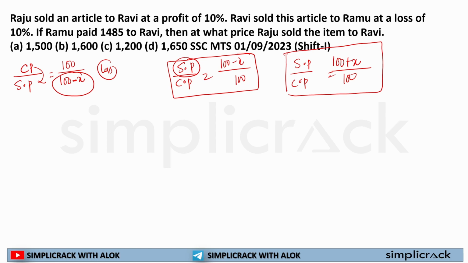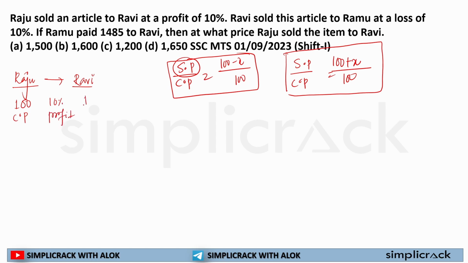Let's solve this question. Here in this question it is given: Raju sold an article to Ravi at a profit of 10%. Raju sold to Ravi. So I can say if Raju's cost price was 100, he sold it to Ravi at a 10% profit, right?